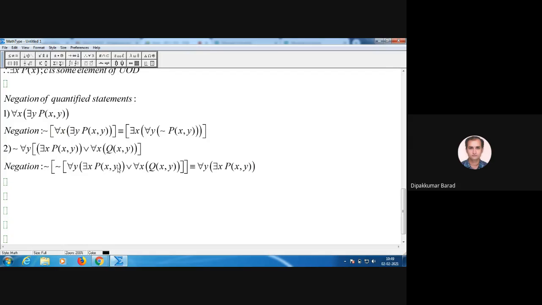Okay, so I get the statement itself. See, the only negations will be removed. This is: for all y, in bracket there exists x p of xy or for all x q of xy, as it is. So this is for all y there exists p of xy, which is as it is in bracket. For all y there exists p of xy.